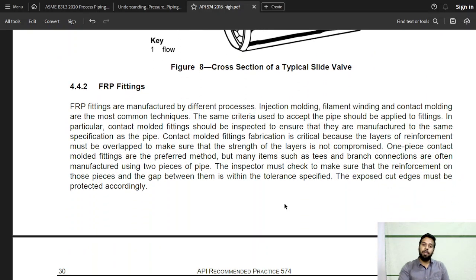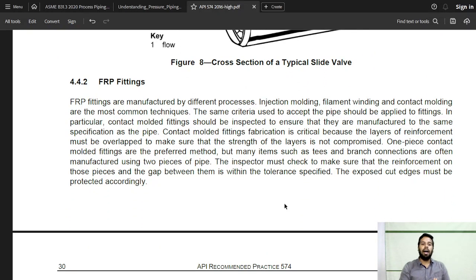You can also have FRP fittings. FRP fittings are manufactured by different processes. FRP is basically fiber reinforced plastic, so plastic manufacturing processes will make these kinds of fittings also. You can do injection molding, filament winding, contact molding, which are the most common techniques to make FRP piping. The same criteria are used to accept the pipe that should be applied to the fittings. In particular, contact molded fittings should be inspected to ensure that they are manufactured to the same specification as the pipe.